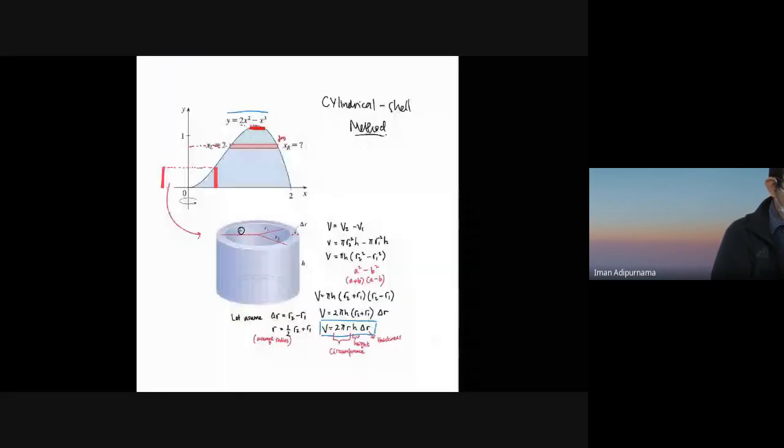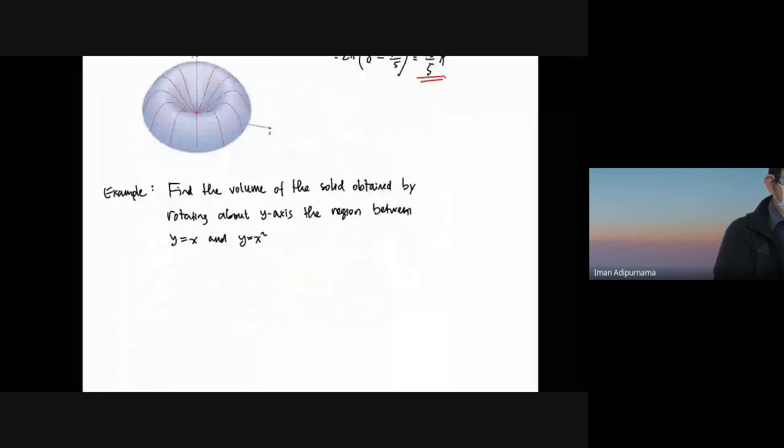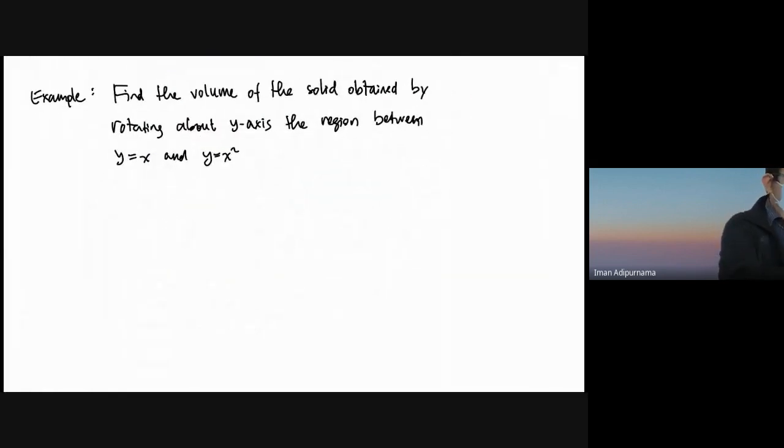Okay. Let me just continue. Okay, we can take the graph. We graph first.